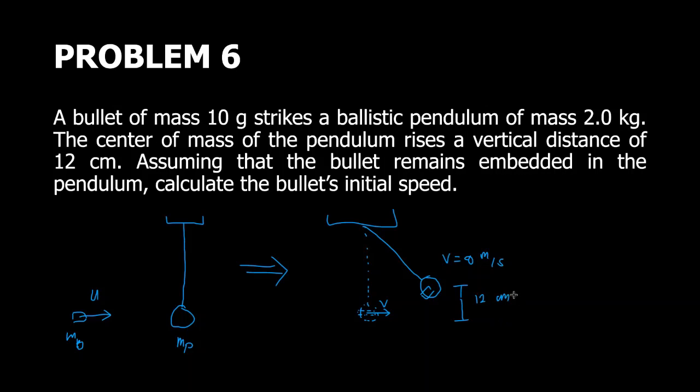Let's convert it into meters because our speed is in meters per second. That will be 0.12 meters. We are finding the u. So before that, let's find the v first. This is how we find the v. To find V, remember we have a height, a displacement. And at that point, its velocity is 0.